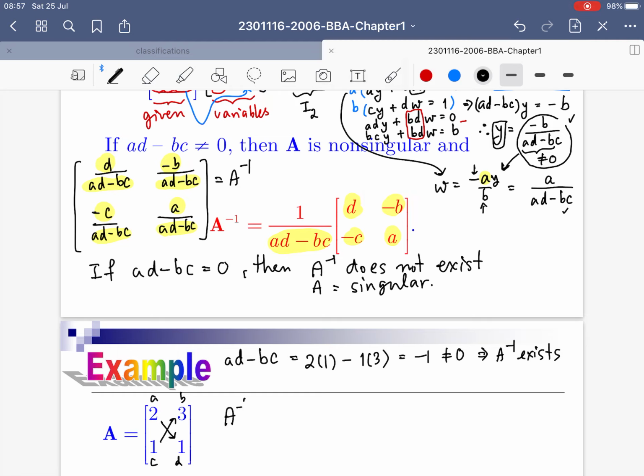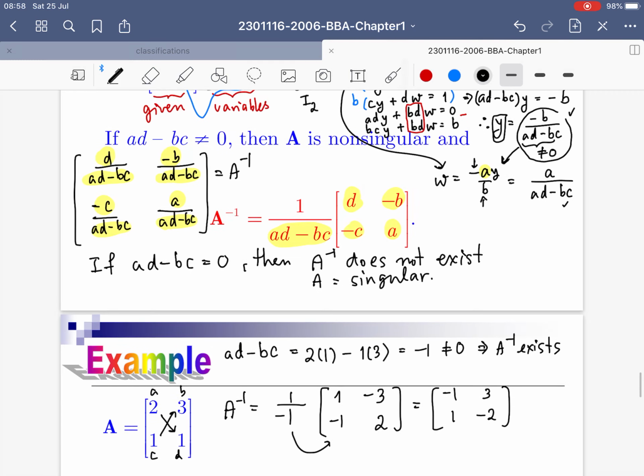And your A inverse is simply 1 over AD minus BC, which is negative 1. Then you switch the position of your A and your D along the main diagonal, so you have 1 and 2 switched. And here you put the same positions but with a different sign, so it is negative 3 and negative 1. When you multiply through, you have negative 1, 3, 1, and negative 2 as a result. Here is your A inverse for this example.